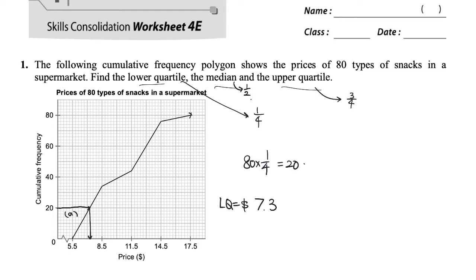This is for A. And then for B, you have 80 times 1/2, which is equal to 40. So you have 40, and then you draw the straight line like this.